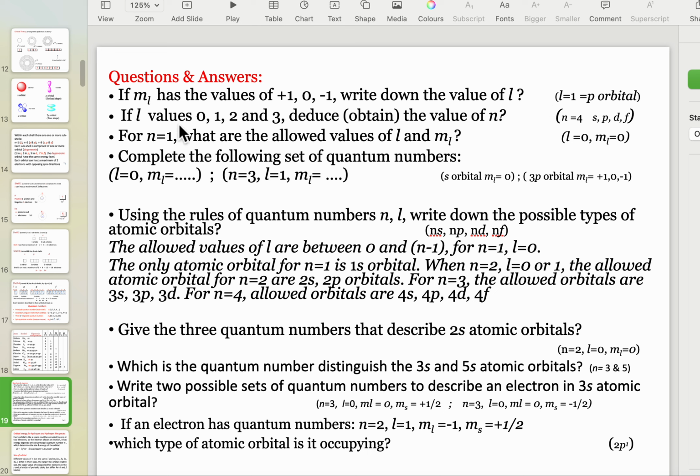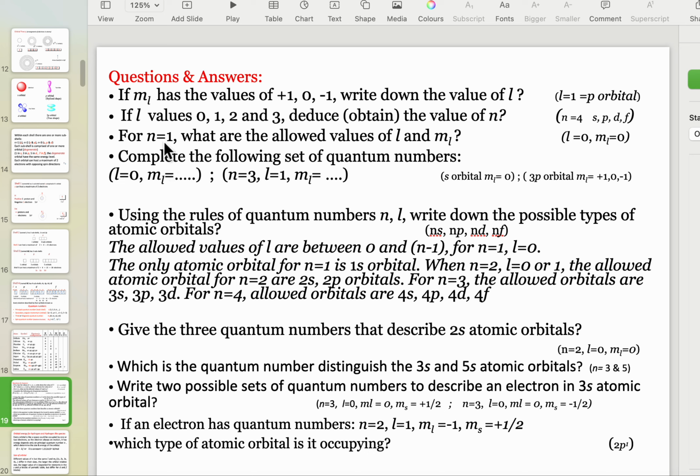If the L values are 0, 1, 2 and 3, deduce the value of n. So you have here an orbital with values of 0, 1, 2, 3. So what does it mean? There are 4 suborbitals here. Who are the 4 suborbitals? They are n number 4, and 0 belongs to S, 1 belongs to P, 2 belongs to D, and 3 belongs to F.